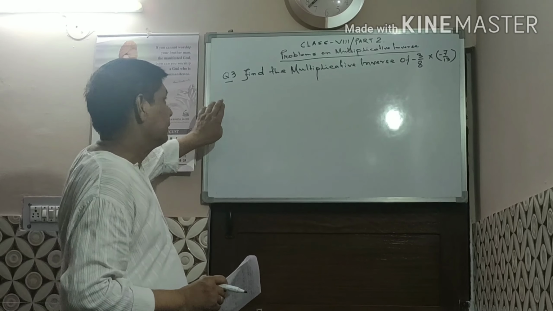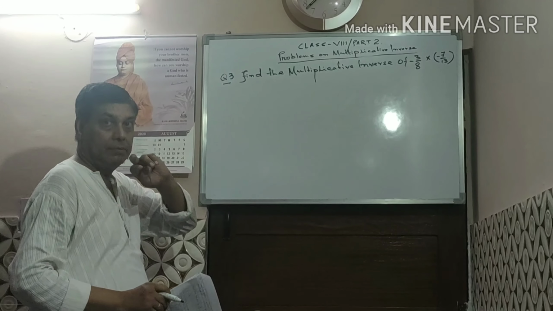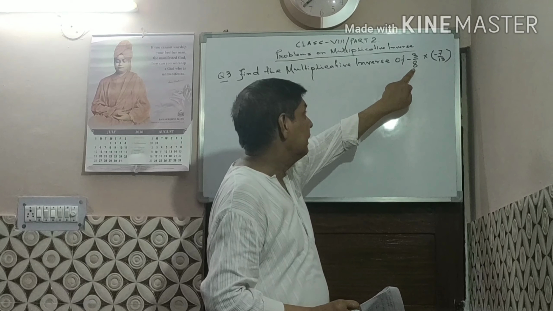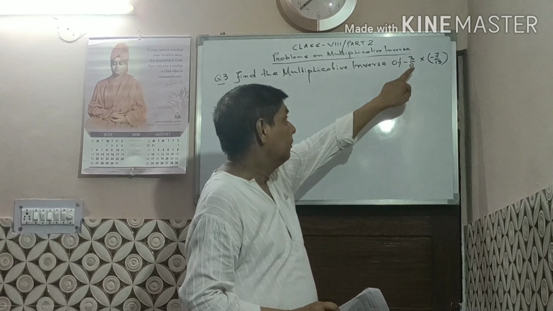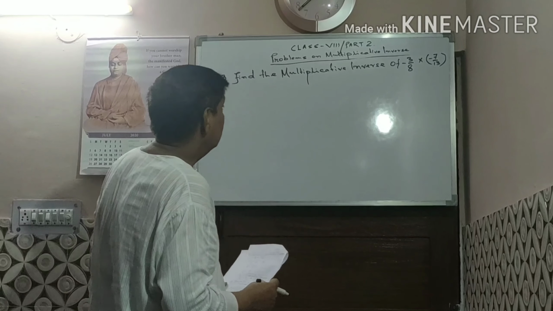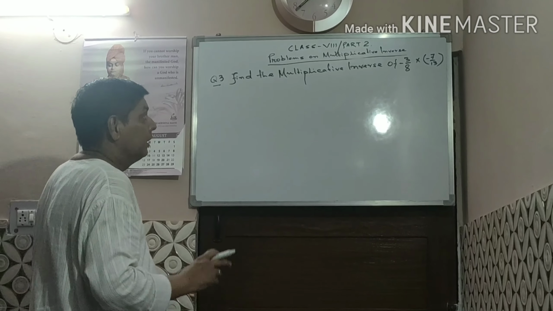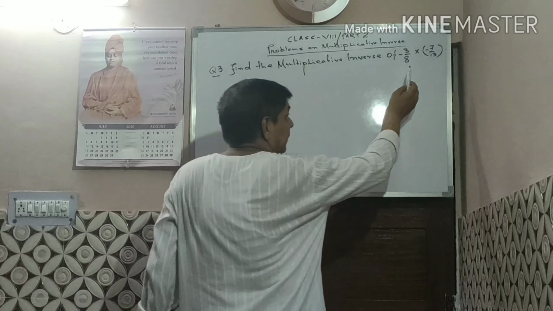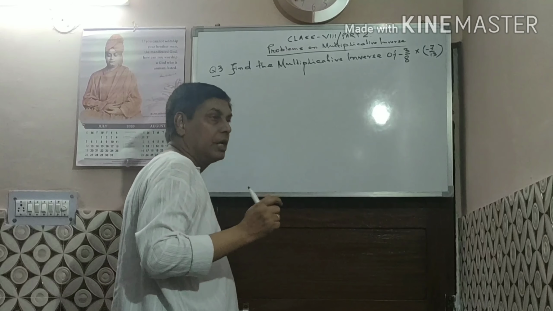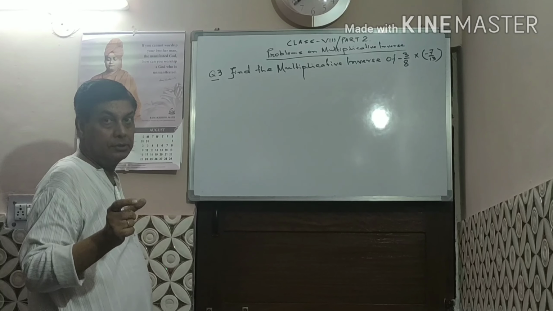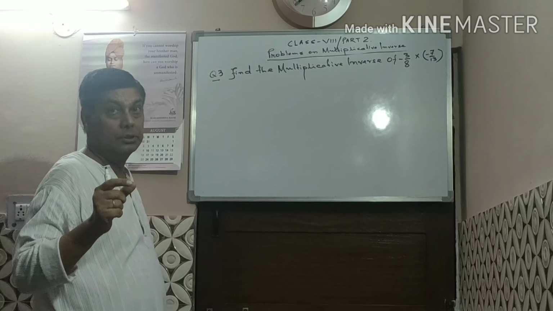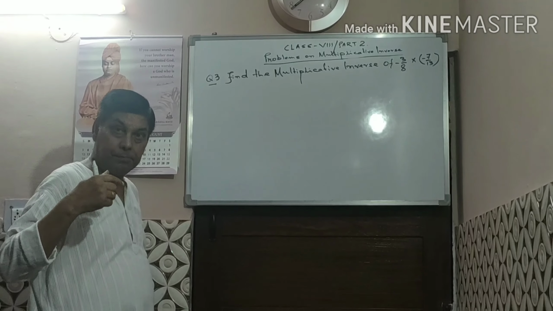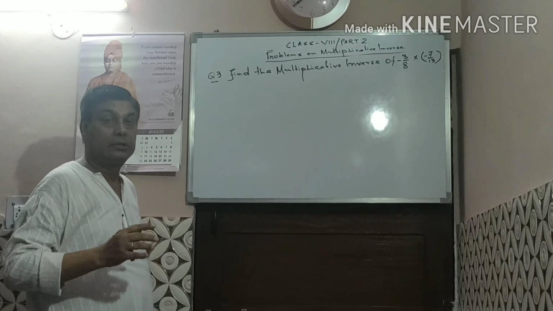Here is the third question on the same topic, multiplicative inverse. Find the multiplicative inverse of minus 3 by 8 into minus 7 by 13. Now, you see, there are two rational numbers here. Minus 3 by 8 is one and the second is minus 7 by 13. You will have to solve it to find the single rational number. Then we can proceed towards multiplicative inverse. Otherwise, we can't.